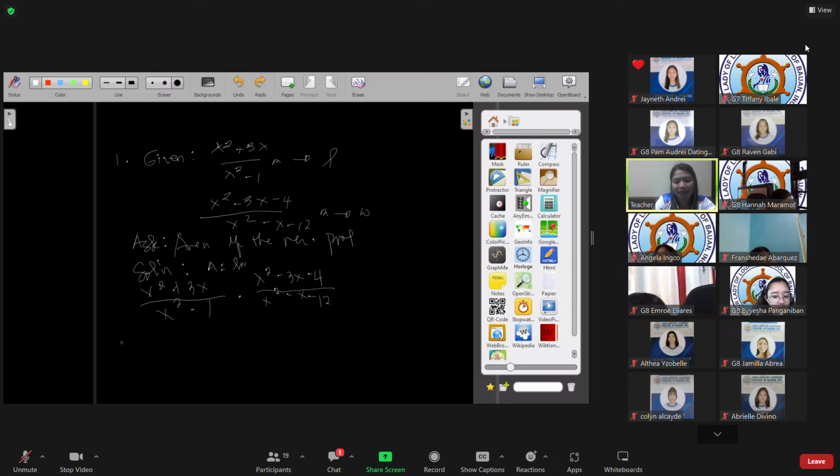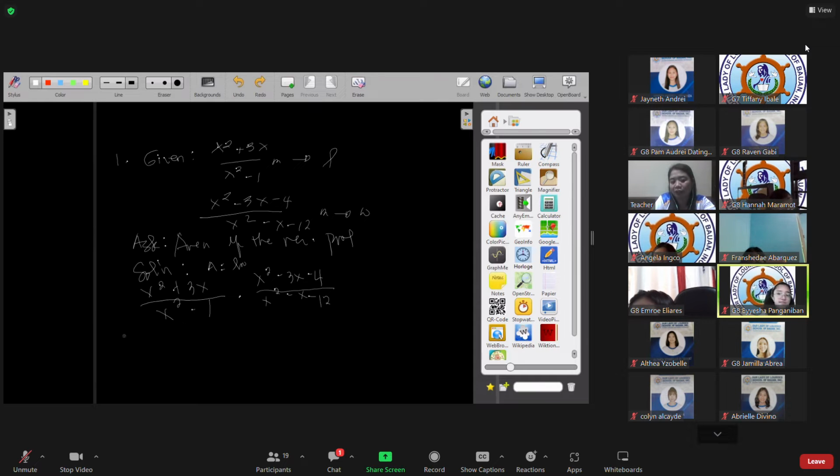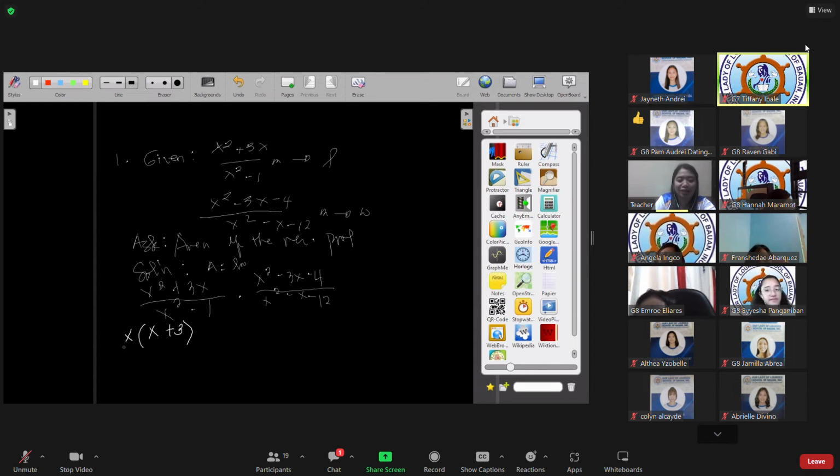Okay, so let's have this one. Could you please give me the factors of x squared plus 3x? By greatest common factor, the factors are x times (x plus 3). Then how about our denominator? X plus 1 times x minus 1. Can you follow? If you can't keep up, just raise your hand.